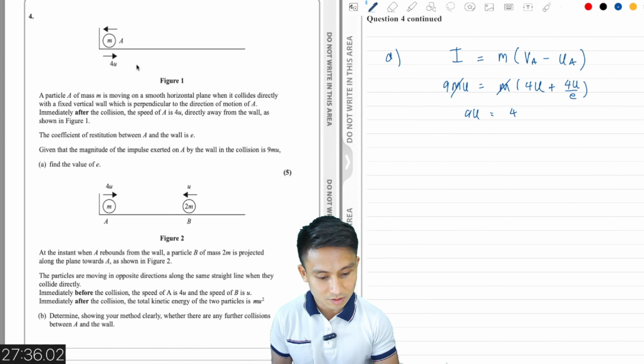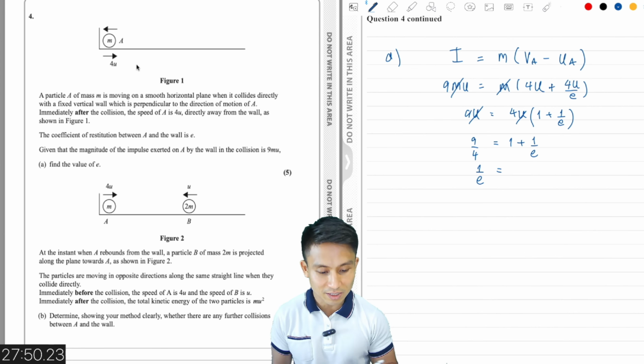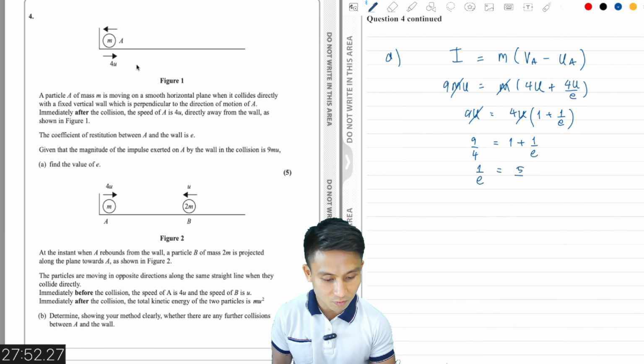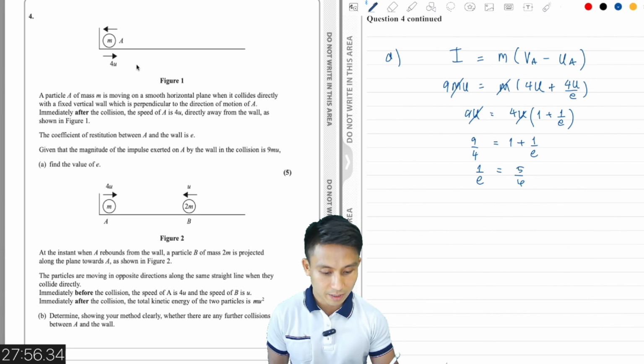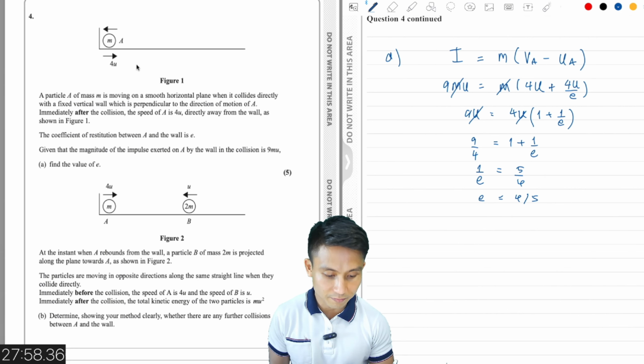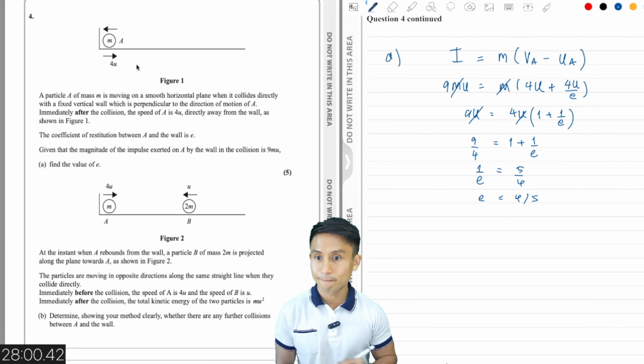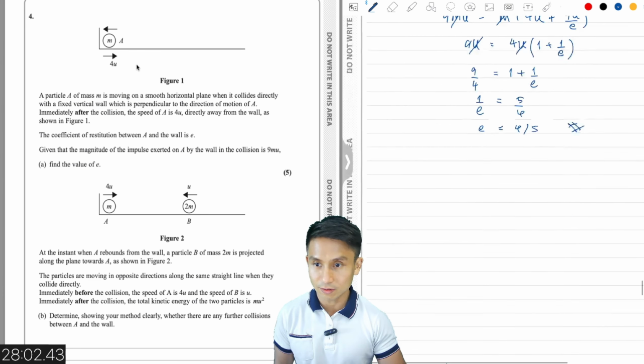Well, let's just factorize 4U out, not 4E, and 1 plus 1 over E here. So U cancels as well. So I get 9 over 4 if you divide 4 on both sides, and this is just 1 plus 1 over E. So 1 over E as a subject is just 5 over 4, right? Okay, and E is just 4 over 5. That should make sense, yeah? Okay, we got the value there already.